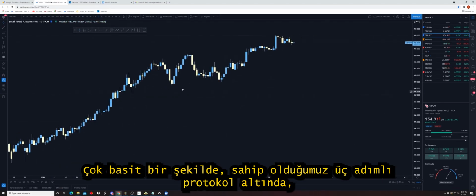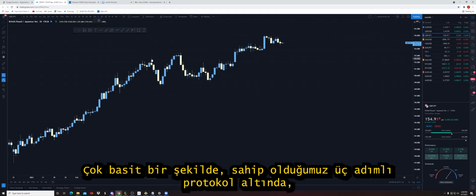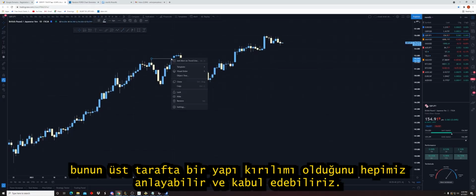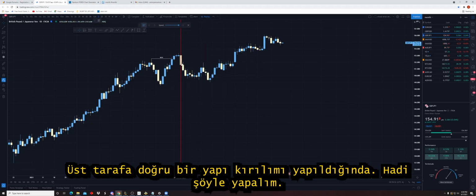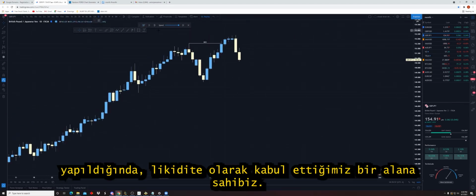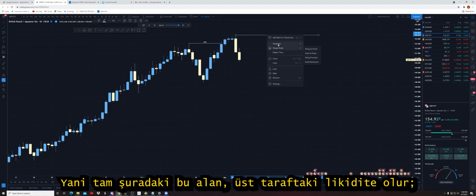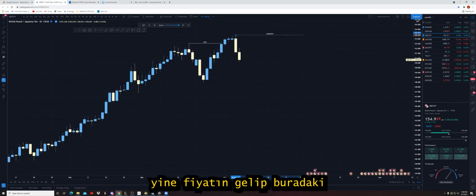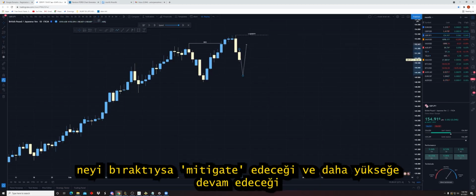So very simply, under the 3-step protocol we have, we can all understand and agree that this right here is a break of structure to the top side. As that break of structure to the top side is made, we have an area that we consider liquidity. So this area right here becomes liquidity to the top side, with the idea, again, that price wants to come and mitigate whatever is left in here and continue higher.